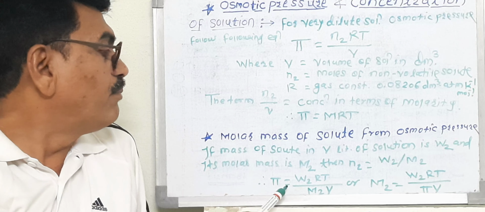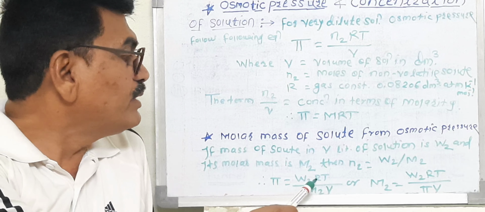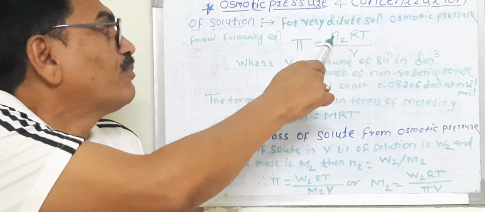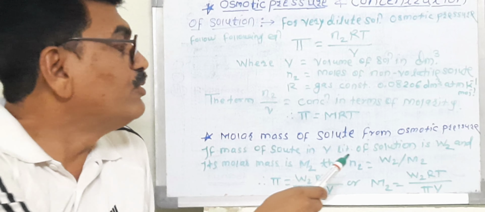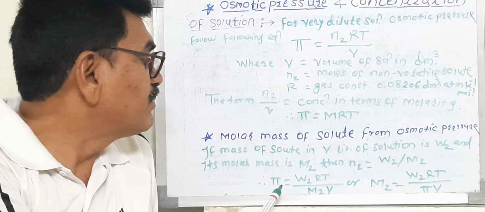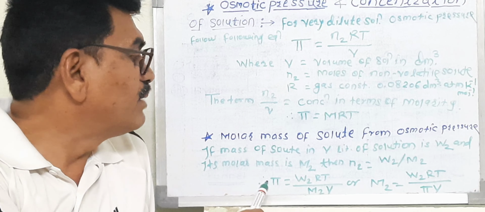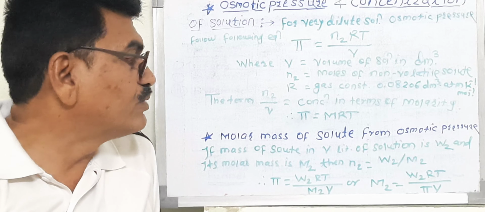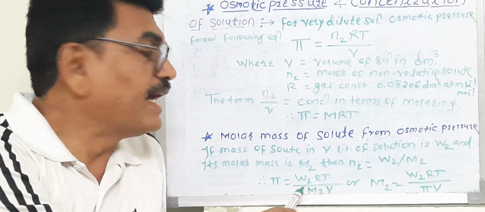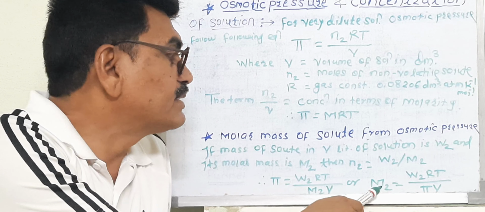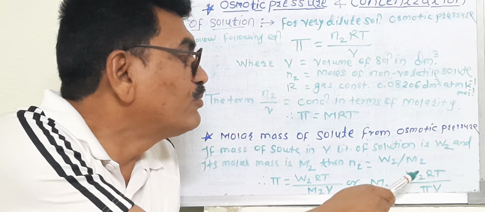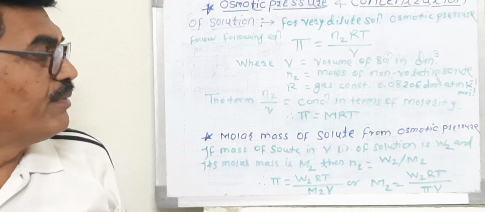Look at this. Pi is equal to W2 RT upon M2 V. Instead of N2, we can write W2 upon M2. Now see here, we get this relationship of how the osmotic pressure is related to this. Then, by rearranging this formula, the molar mass, that is M2, can be calculated like this. M2 is equal to W2 RT upon pi. So we have to remember this formula.